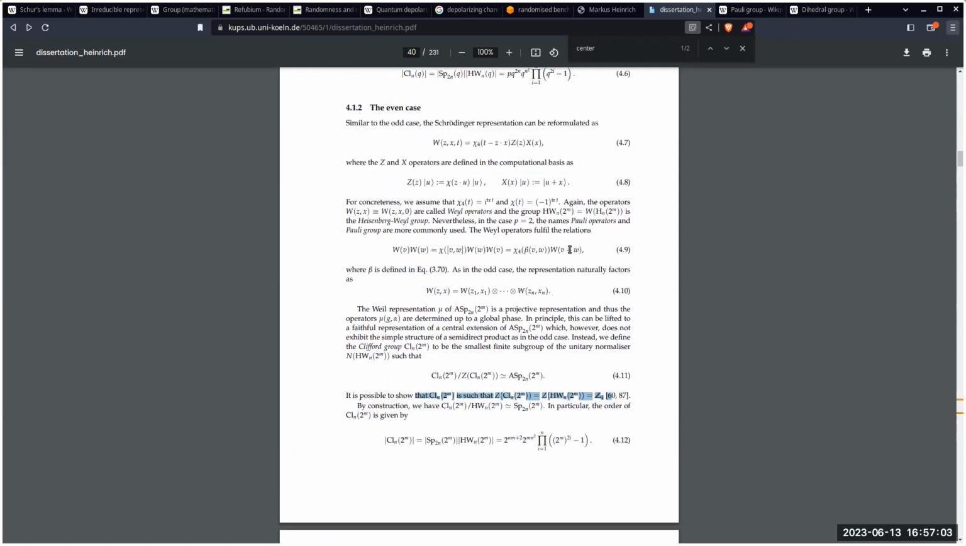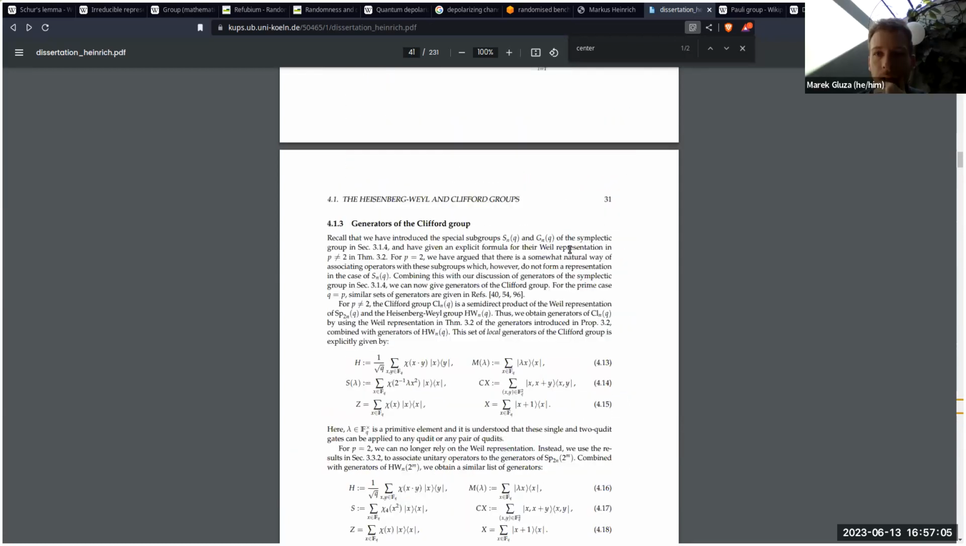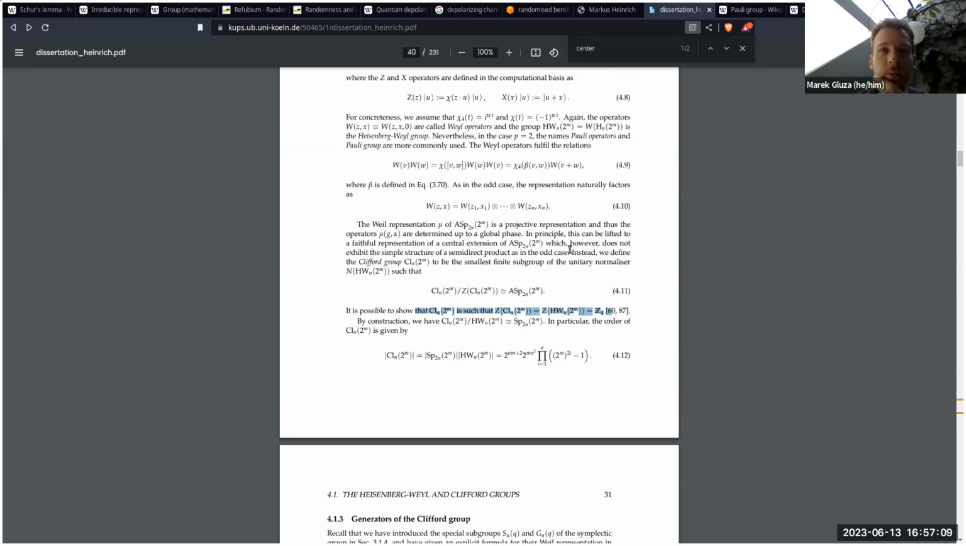So the Clifford group is this, Z4 and so on. And Z4 we saw, so we were kind of reproducing it. So formula 4.11 on page 13, Markus's thesis.